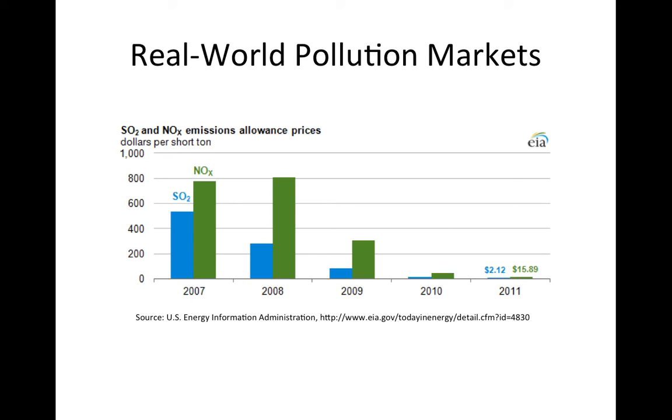Unfortunately, this market collapsed in the early 2000s after a court ruling outlawed the use of the market to reduce mercury emissions as well. You can see the collapse of the market in this graph. In 2007, the price of a ton of nitrogen oxide emissions was almost $800 per ton, while it was only $15 per ton in 2011. Another indication of the collapse, not shown here, is the sharp decline in the number of permits traded after the court ruling. This concludes this lesson on externalities.